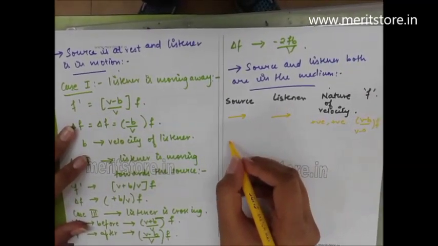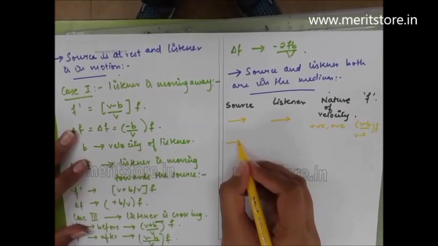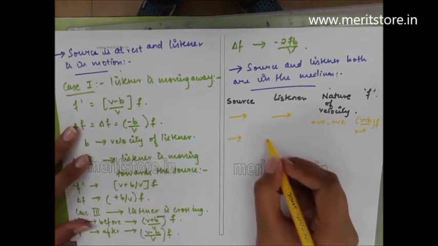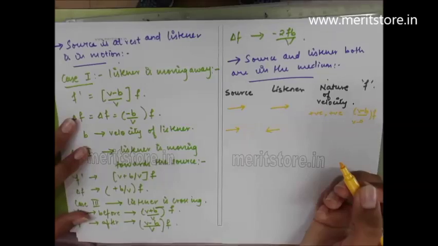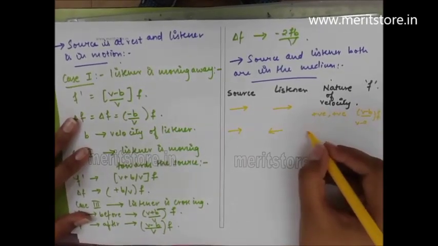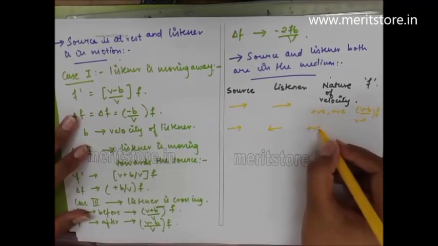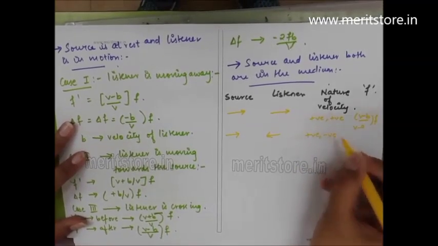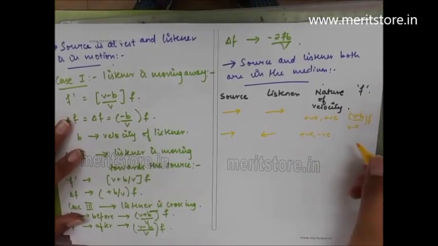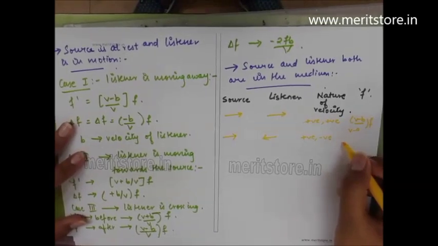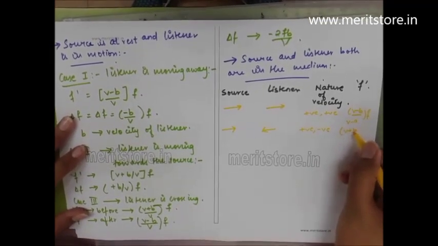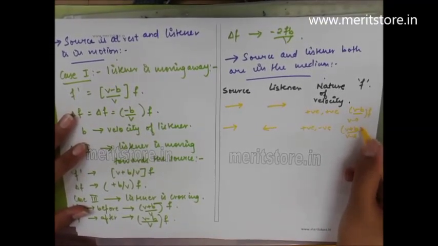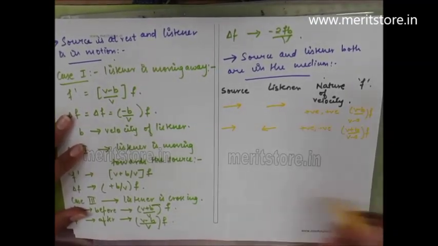Now when the source is moving in this particular direction and the listener is moving in this particular direction, the nature of velocity is positive and negative respectively, and therefore the expression for apparent frequency can be given as (v + b) divided by (v - a) multiplied by f.